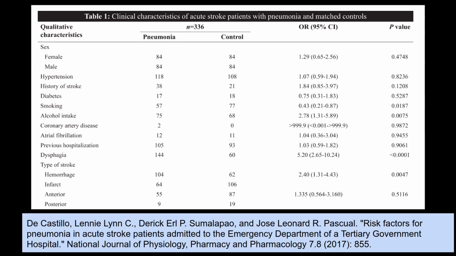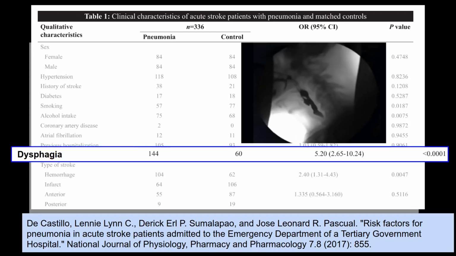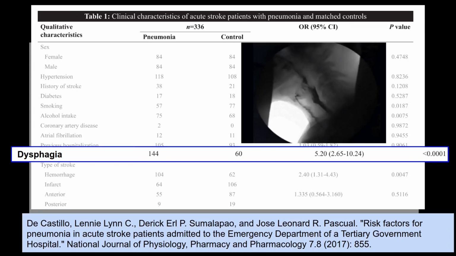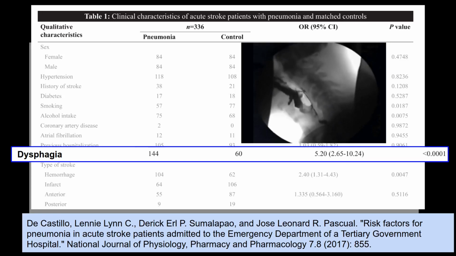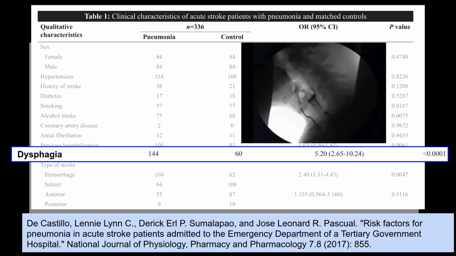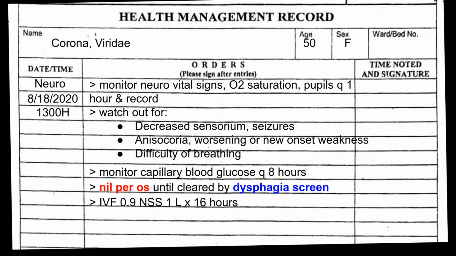So this is a study done by our current stroke fellow, Dr. De Castillo. This looked at the predictors for pneumonia in acute stroke patients. And just to highlight, the main factor leading to pneumonias is the presence of dysphagia. So very significant. Okay, that's why we do not feed our patients until we are sure about their swallowing status.